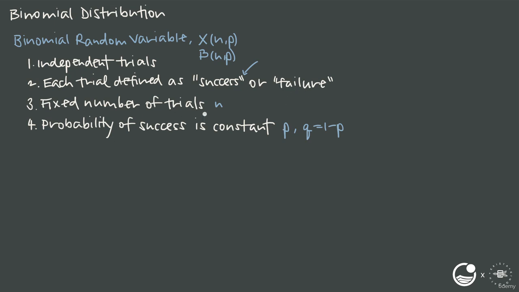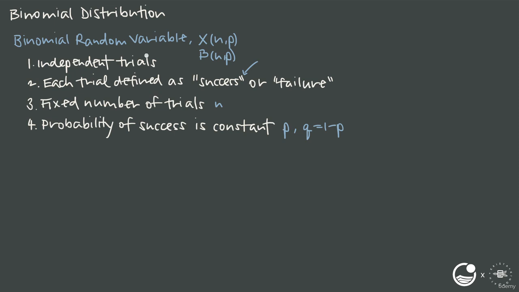We can define a fixed number of trials. So let's say we roll the die 10 times, and the probability of success remains constant. The probability of rolling a 2 always remains 1/6. That probability remains constant for every trial, for every die roll.